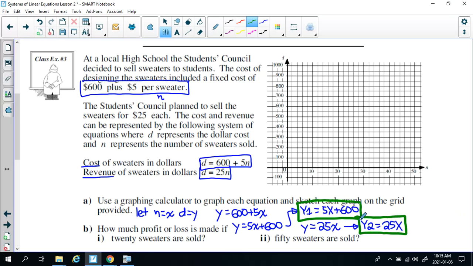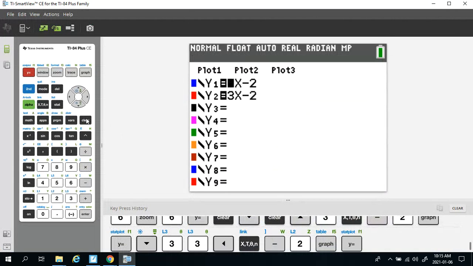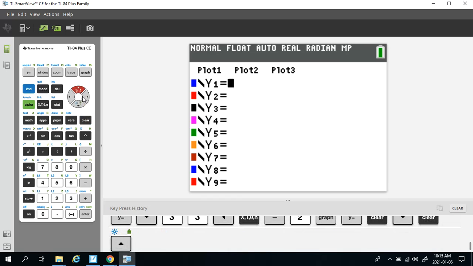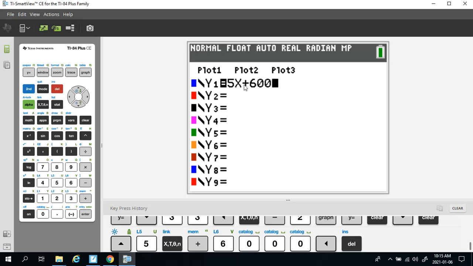Now, when we do this, it's not going to give us an intersection point we can see. So we're going to have to tweak the graphing calculator to deal with this. Okay, so let's go back to y equals. Let's clear these two equations. And then the first equation would now be 5x plus 600. So that's my cost equation, which is how much it costs to make these sweaters. 5x plus 600, because again, it's a $600 cost plus $5 per sweater made.